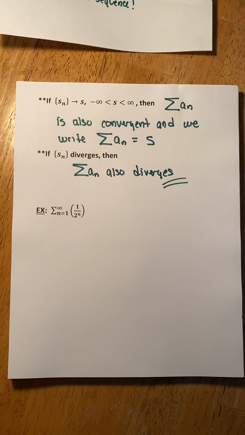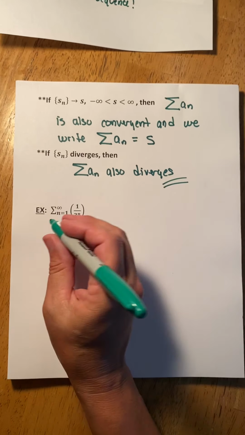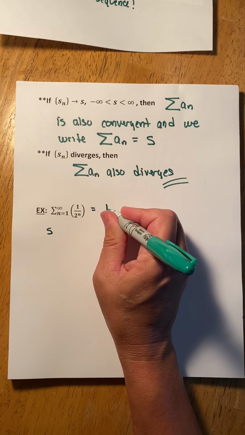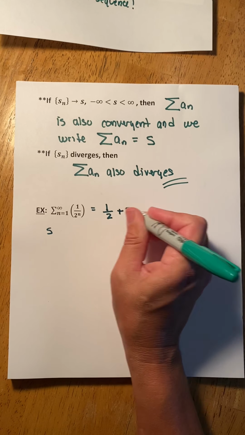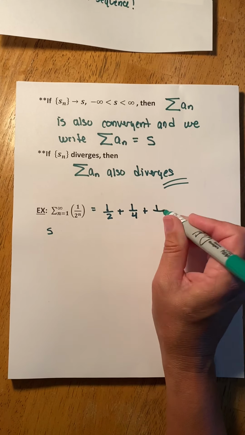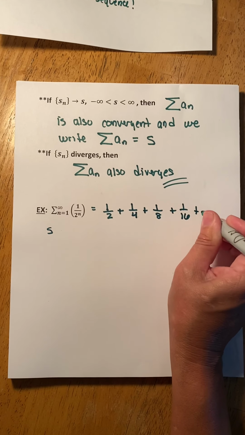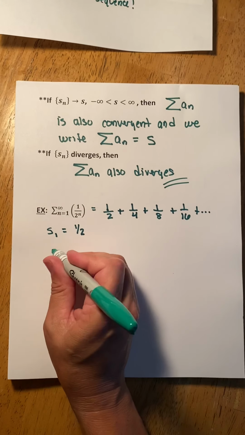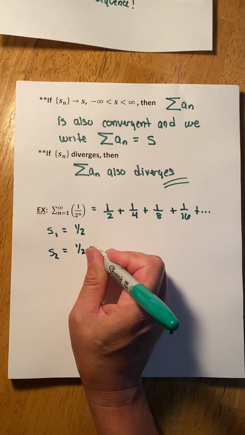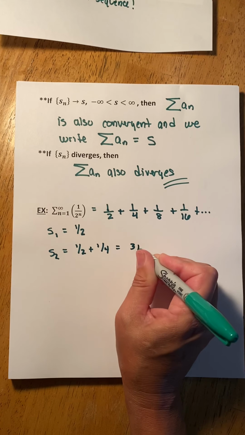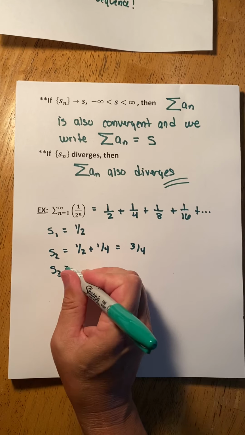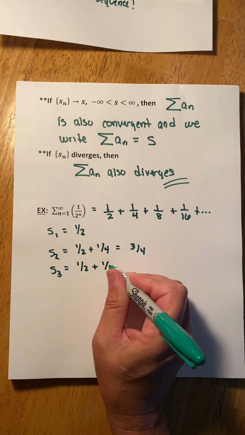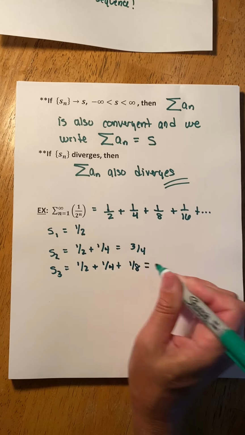I already looked at it geometrically and hopefully convinced you that the series 1 over 2 to the n power converges to 1. But if we look at this in terms of partial sums, it's 1 half plus 1 fourth plus 1 eighth plus 1 sixteenth forever. The first partial sum is just 1/2. The second partial sum is 1/2 plus 1/4, which is 3/4. The third partial sum would be the sum of the first three terms, and if you add those up, that's 7/8.